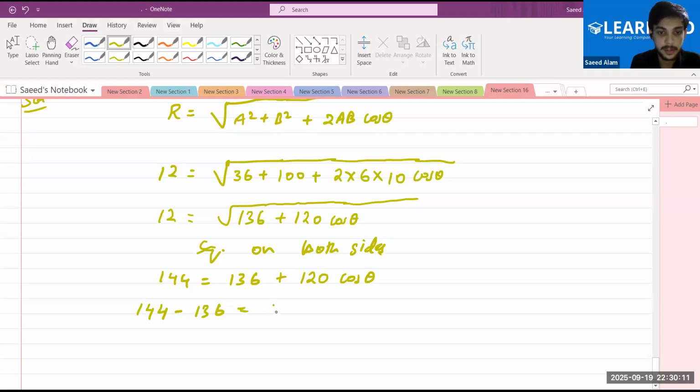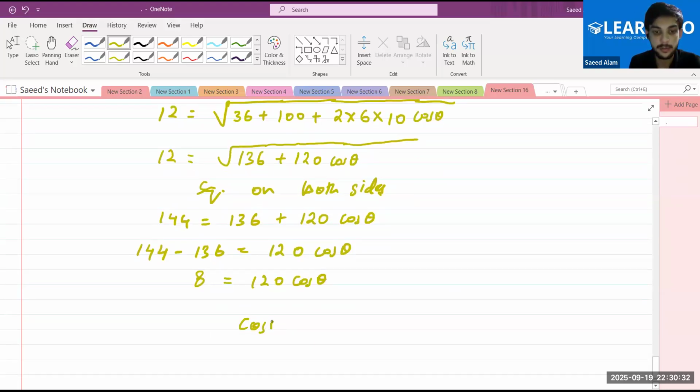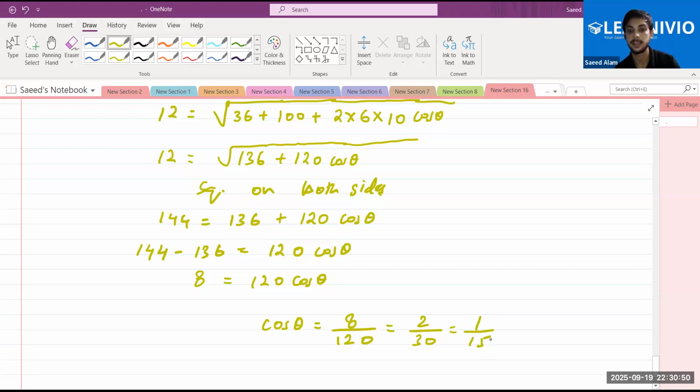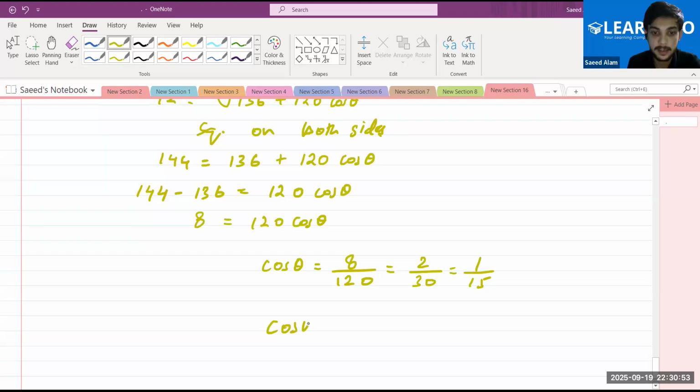The next thing, what should I do? 144 minus 136 equals 120 cos theta. What will be the answer here? 144 minus 136 will be 8. So 8 equals 120 cos theta. And what will cos theta be equal to? 8 by 120. If I solve it a little further, what will I get? 2 by 30, or I can say 1 by 15. Yes or no? Yes. And cos theta is 1 by 15.